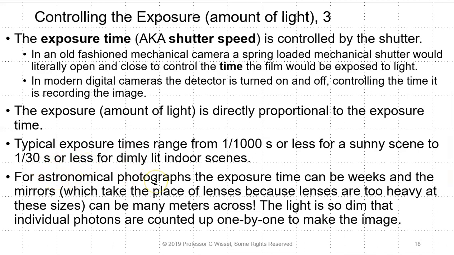For astronomical photographs, the exposure time can be weeks, and the mirrors, which take the place of lenses because lenses are too heavy at these sizes, can be many meters across. The light is so dim that individual photons are counted up one by one to make the image.